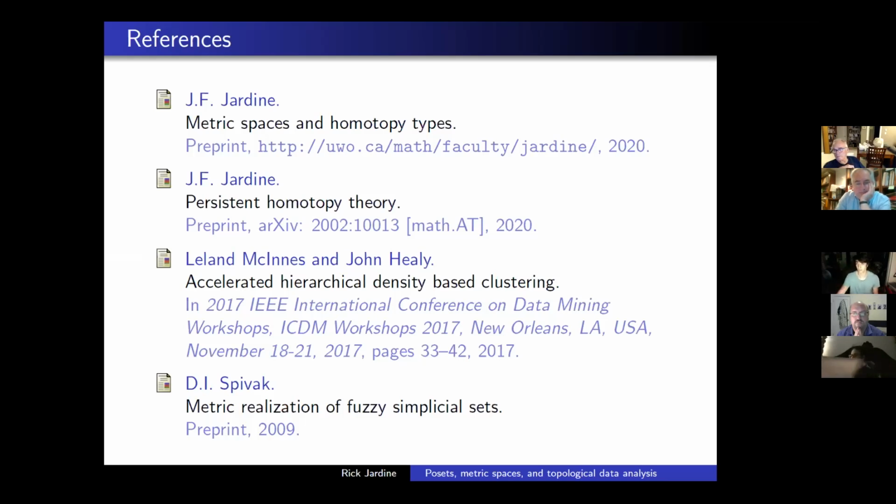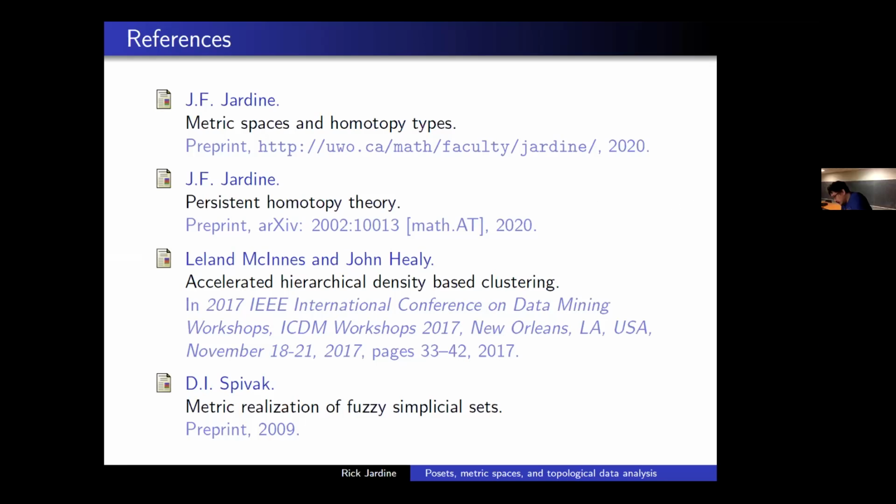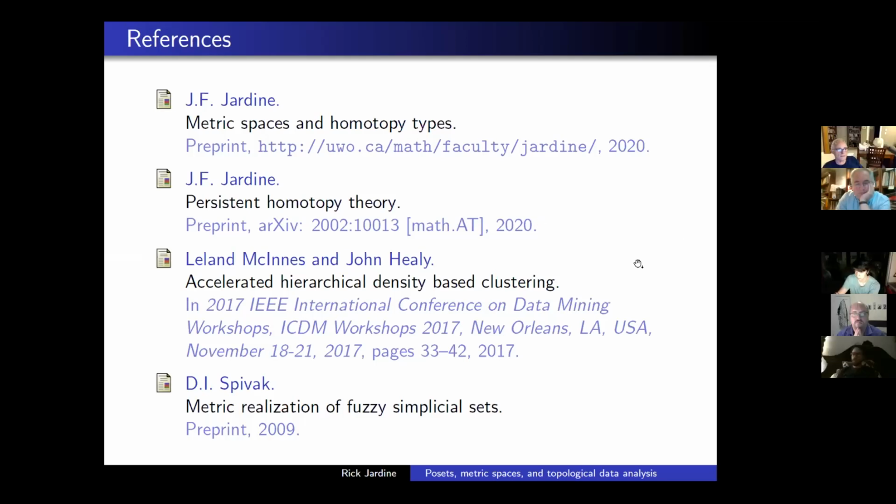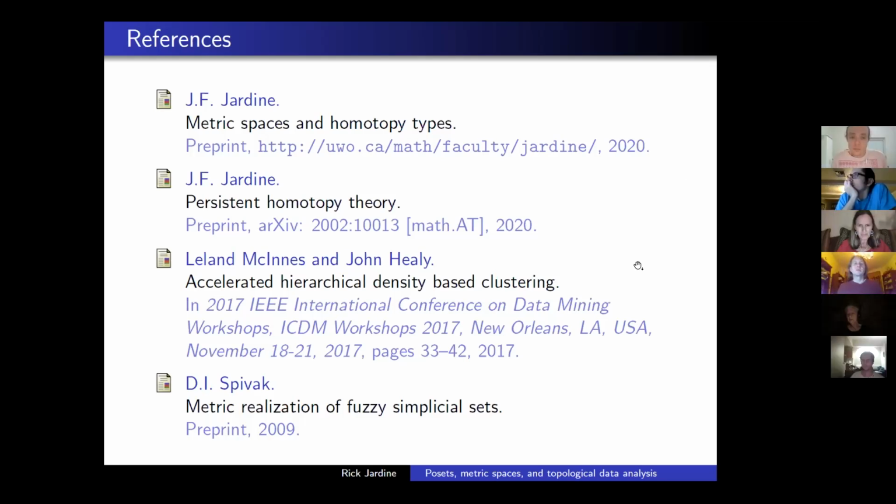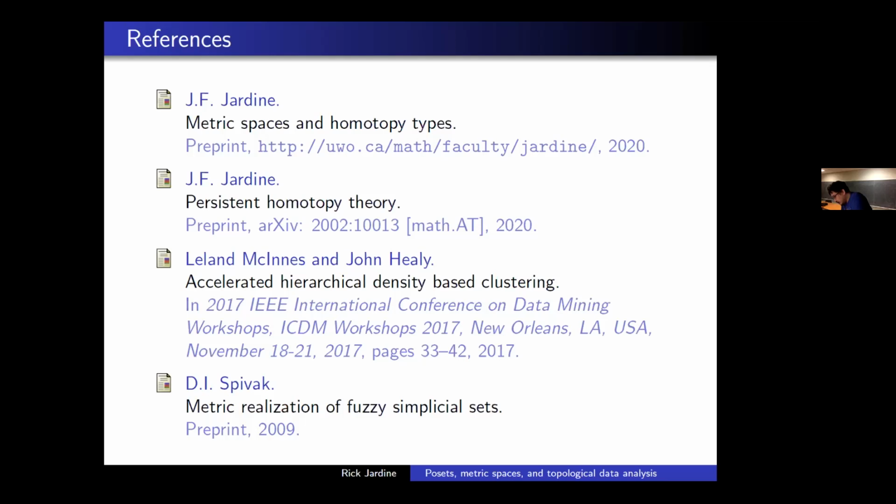Do you know anything about the stability of the UMAP filtration? No. Although if you look at the Healy–McInnes paper, there's various constructions, and there's stability results about how those constructions are related. But stability itself, I'm not sure.